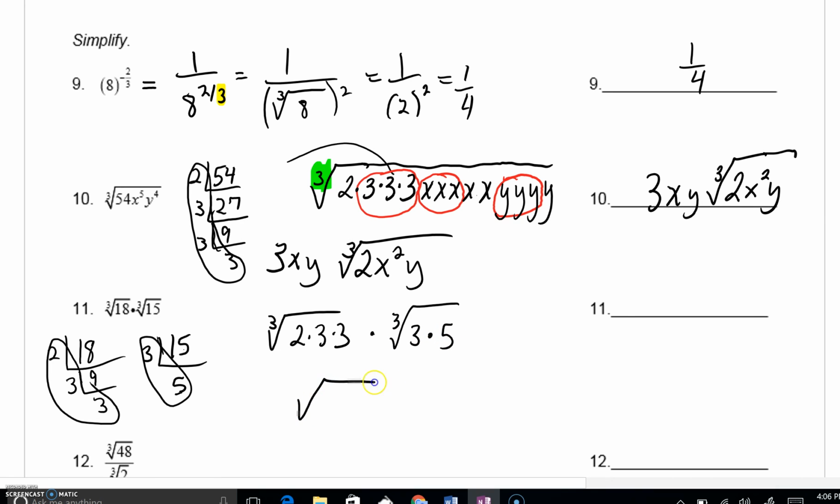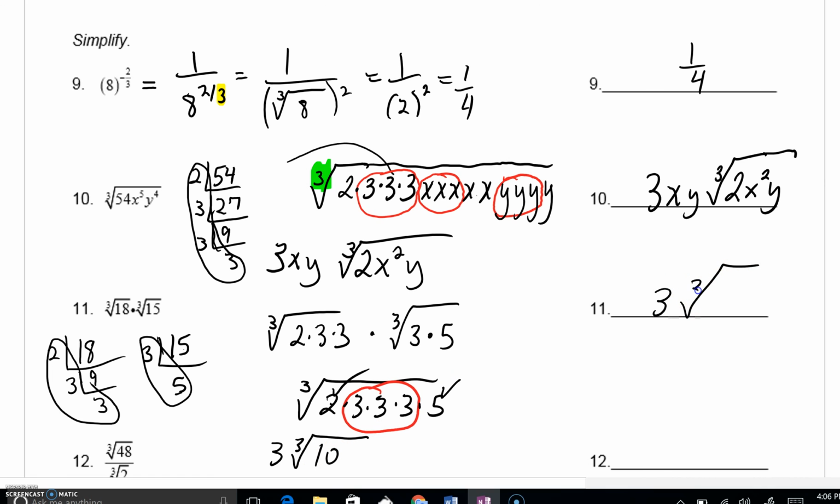And then I'm going to join these two radicals together. I'll have 2 times 3 times 3, and I'm going to put another 3 and a 5 in. But just like we were doing earlier, I'm looking for 3 of the same item. And I do have 3 3s. So out comes a 3. What's left? Well, you've got a 2 and a 5. 2 times 5 actually works out to a 10. Final answer, 3 times the cube root of 10.